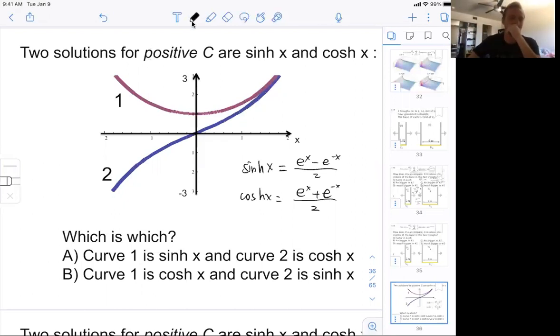Just visualizing or graphing each of them, e to the x is exponential growth, and e to the minus x is exponential decay. So if you add them together, you get some sort of parabolic curve. The only thing that would be added together would be cosh.